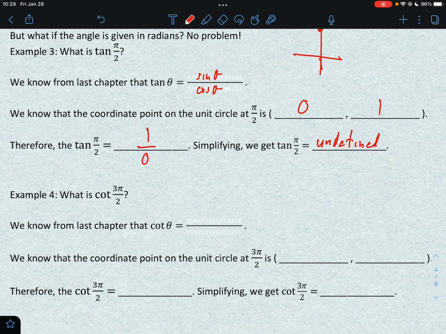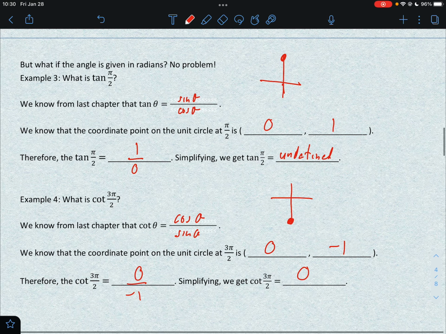One more. What is cotangent 3 pi over 2? All right, so 3 pi over 2 is this point down here. And cotangent, remember, is cosine over sine, so x over y. We know the coordinate point on the unit circle down there is 0, negative 1. So the cotangent is cosine over sine, which is 0 over negative 1. 0 divided by anything is 0, so cotangent 3 pi over 2 would be 0.